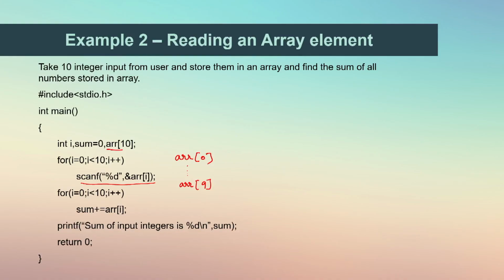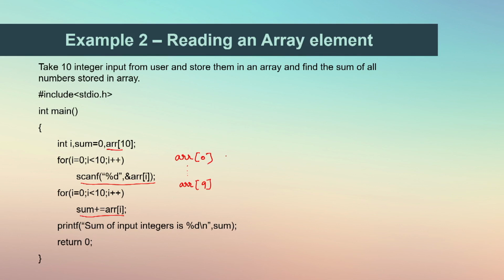How can this be done? Again we can make use of a for loop. In the for loop, sum equal to sum plus ARR of I. So, what happens here? The I value, the index value, keeps changing from 0 to 10.